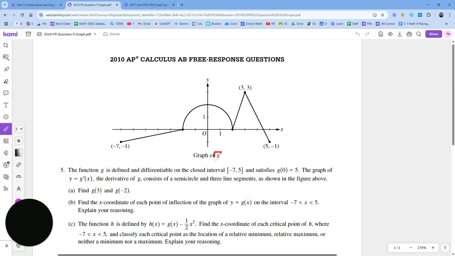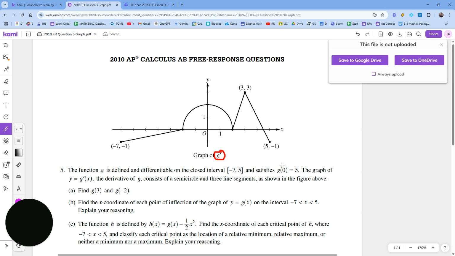So first thing I look at is this is g prime. This is a derivative graph of g. And you're given a value for g at 0. That's a starting value. And it asks you, can you find g at 3 or g at -2?